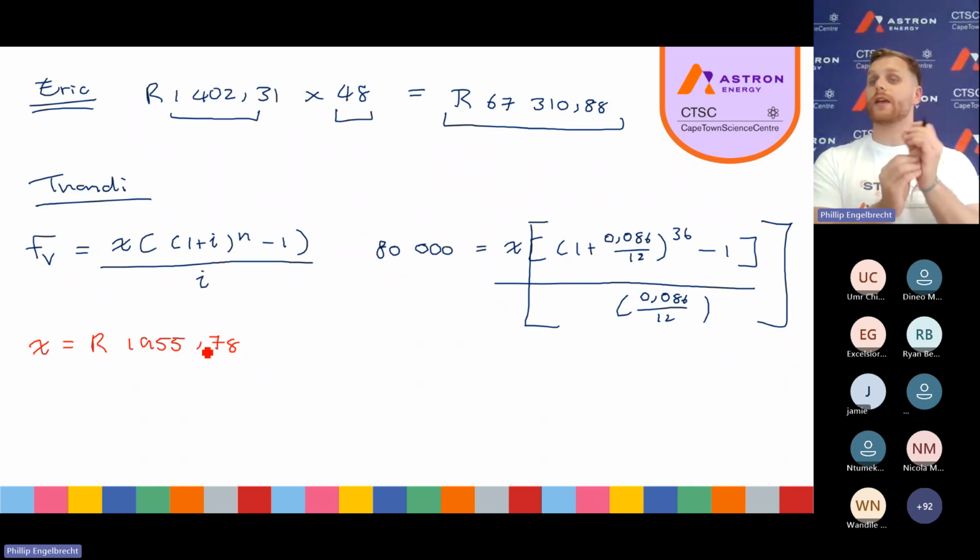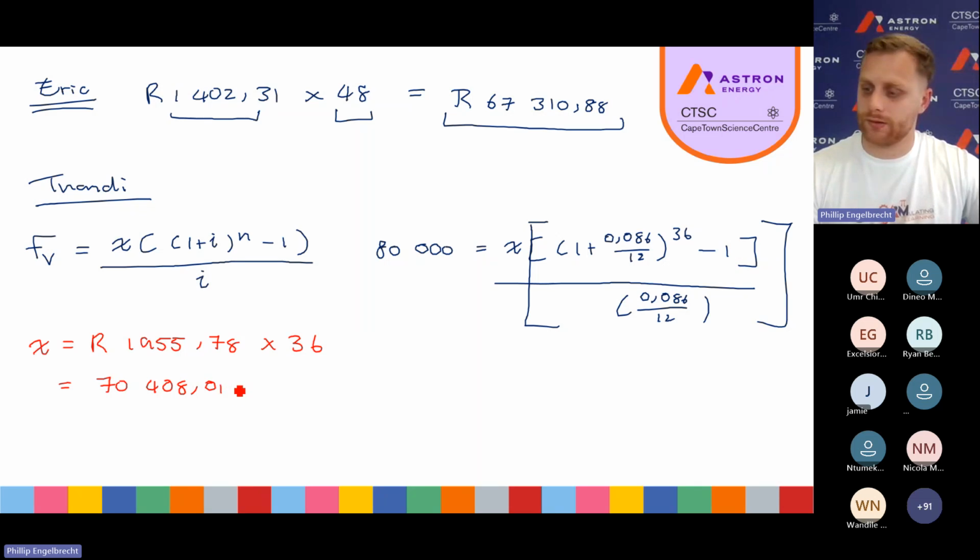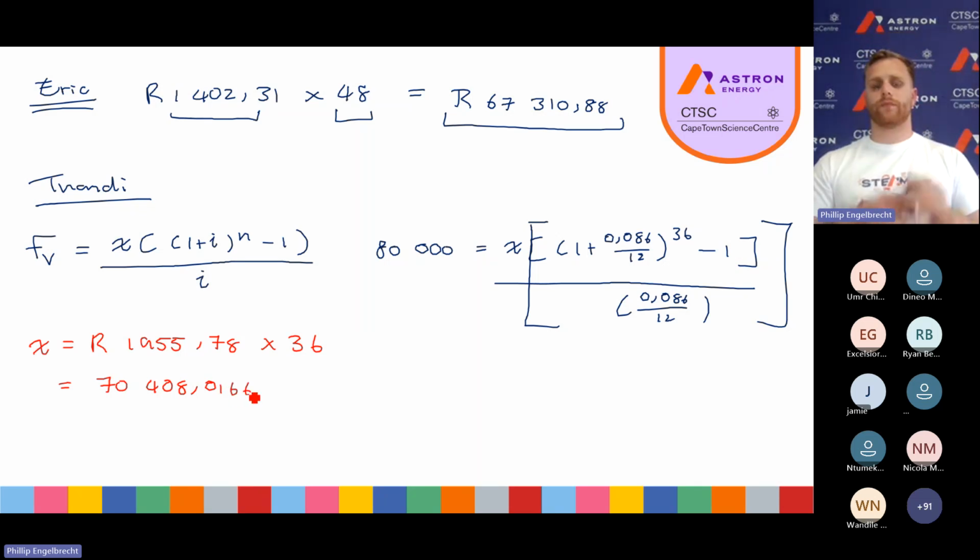Remember, it said she paid for 36 months. So what you do is you just multiply this value by 36, and you get that the total amount that she spends is 70,408 rand and 0.166 cents. Okay. So remember, what is the question asking?